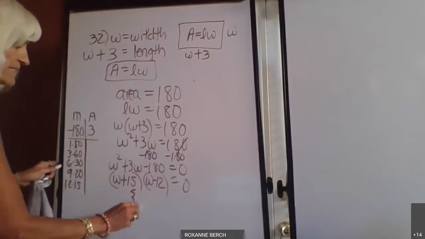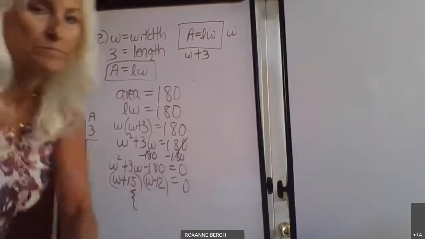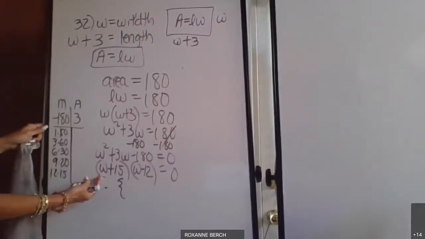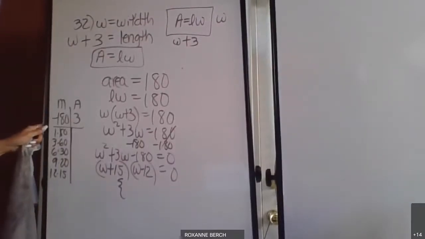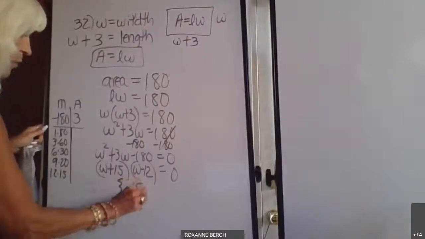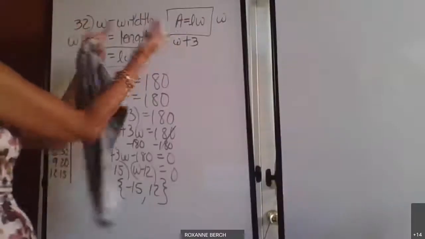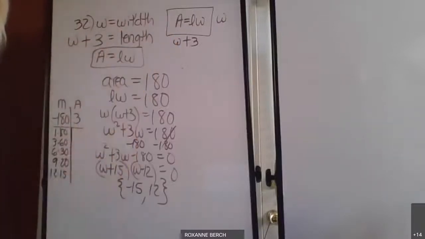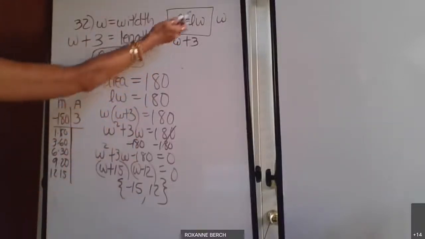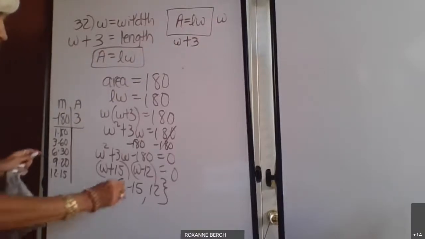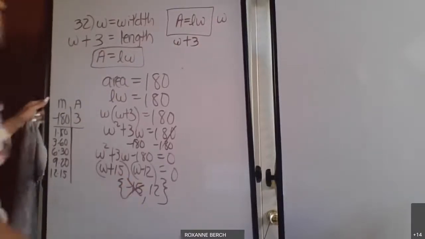So what makes this 0? Come on, guys. What makes that 0? Negative 15. And what makes that 0? Positive 12. Now, can a parking lot, can the width be negative? No. So we have to throw that out.